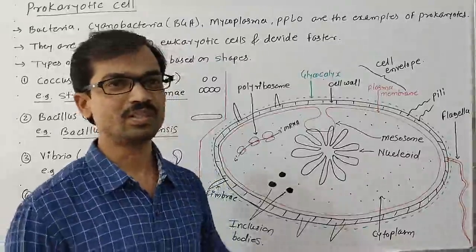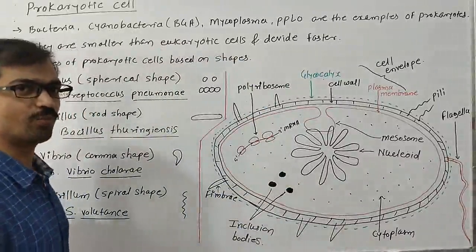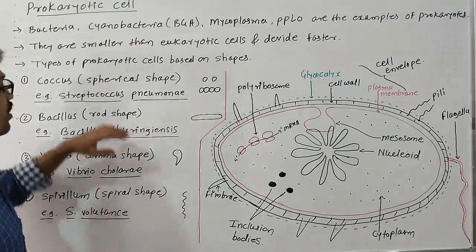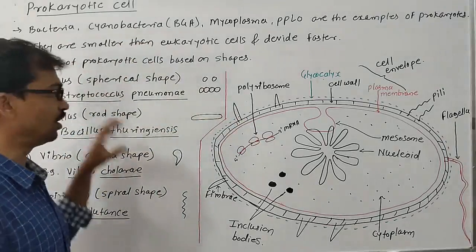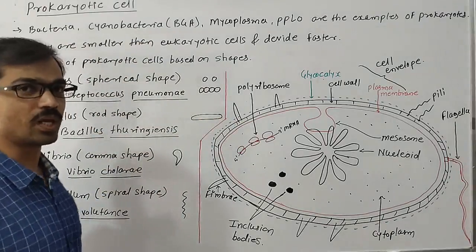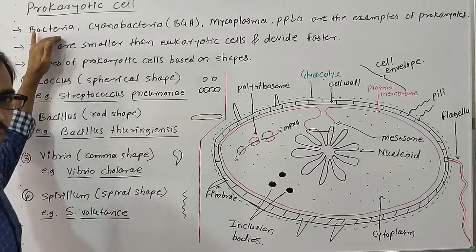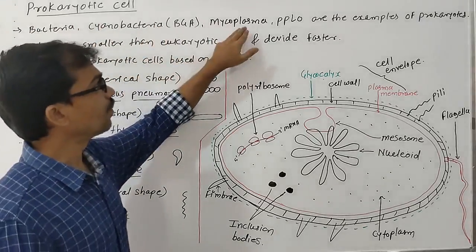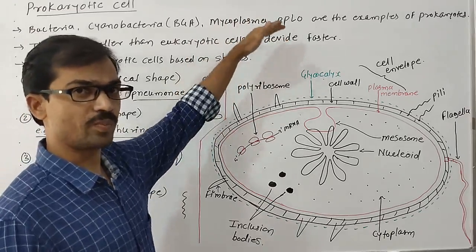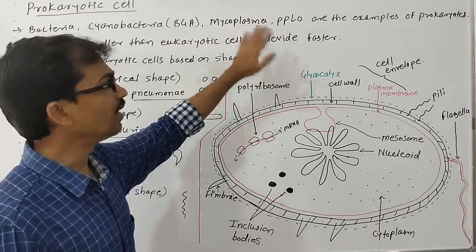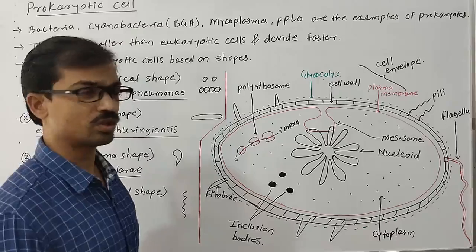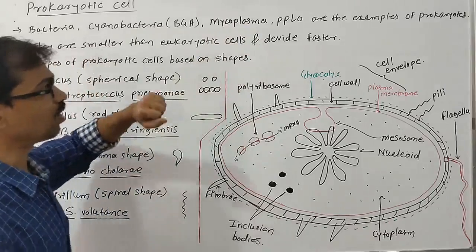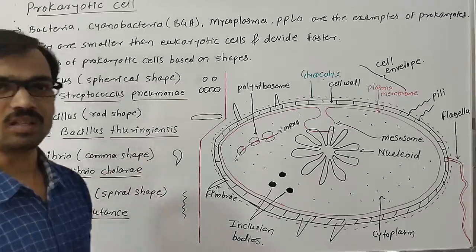Hello dear students, in this lecture we are going to study the structure of prokaryotic cells. Before going into detail, we will first discuss the shapes and examples of some prokaryotic cells. Bacteria like E. coli, cyanobacteria, which are also called blue-green algae, mycoplasma, and PPLOs, which are Pneumonia-like organisms, are some examples of prokaryotes. Mycoplasmas and PPLOs are wall-less microorganisms, while bacteria and cyanobacteria possess cell walls.